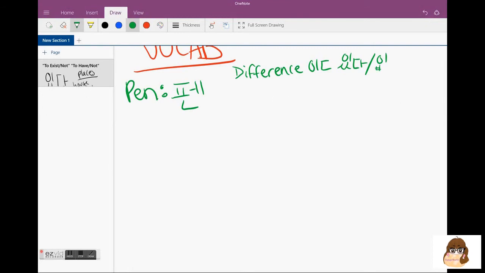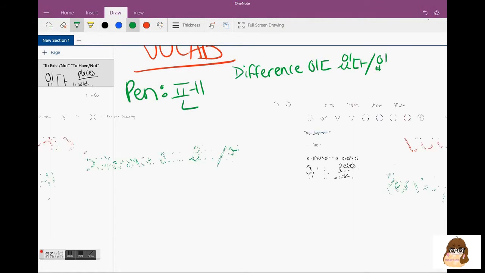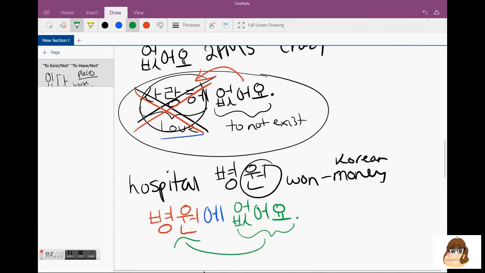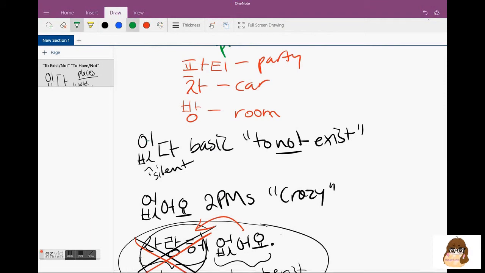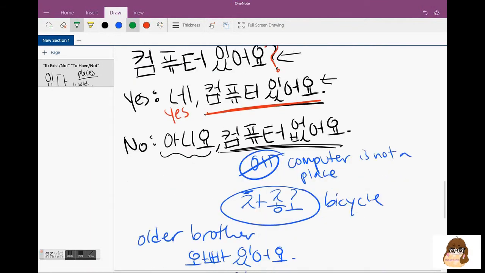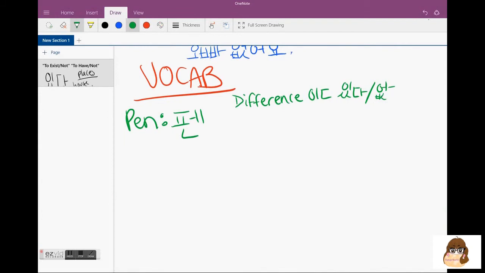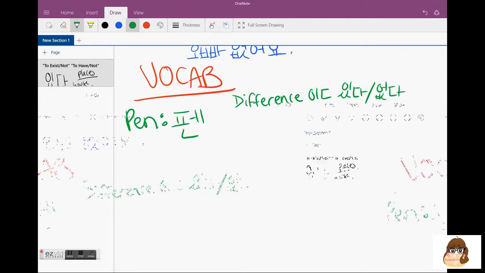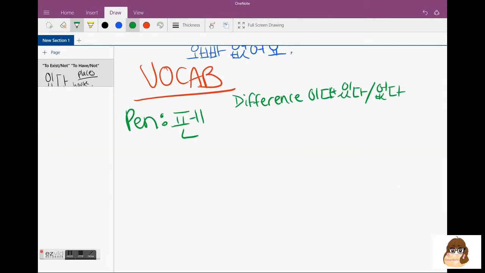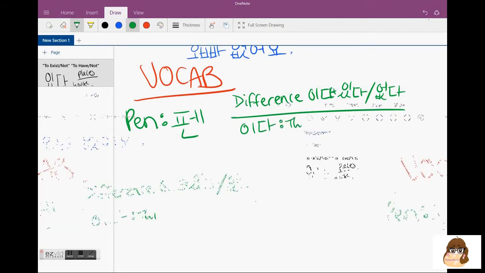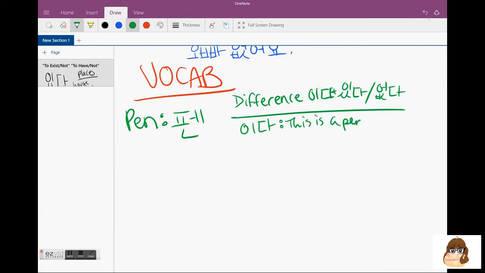No, 없다, sorry. Yeah, sorry, it was 없다. Make that correction. So, for those forms to explain the difference. Okay, I'm totally messing up, but I think you know what I'm talking about. So, ida is similar to if you're to say, this is a pen, or someone were to ask you, is it a pen?